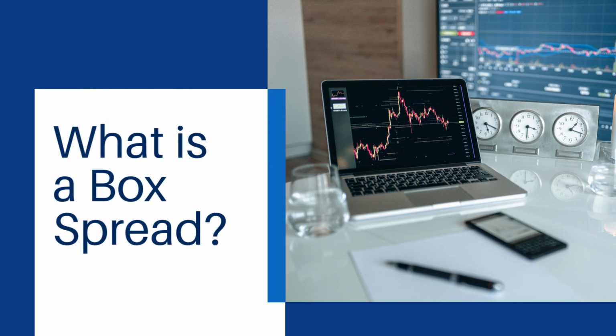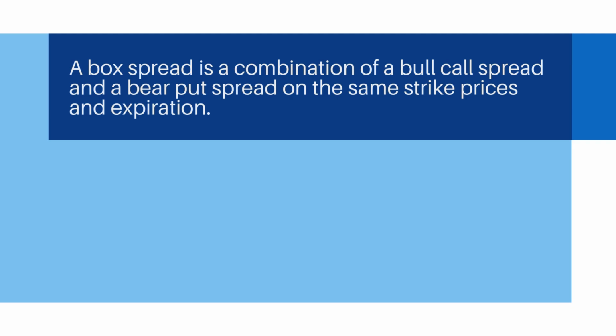What is a box spread? At its core, a box spread is a combination of a bull call spread and a bear put spread on the same strike prices and expiration. Sounds fancy, but here's the key. When you put these positions together, you essentially lock in a risk-free payoff at expiration.